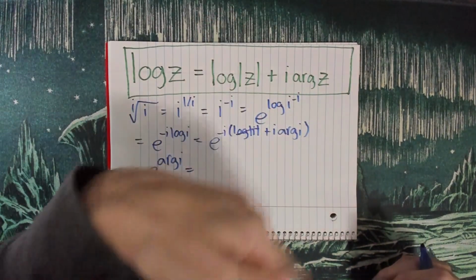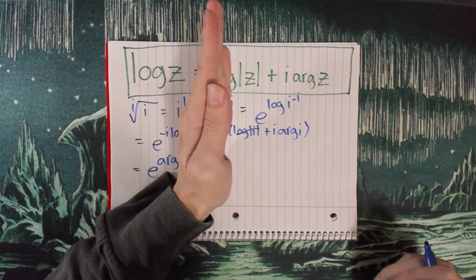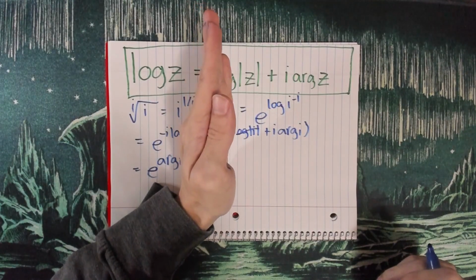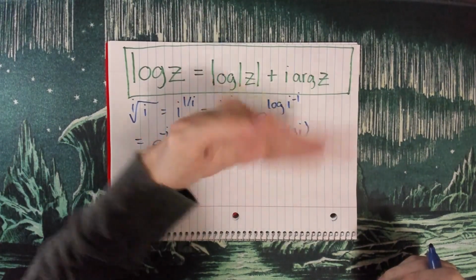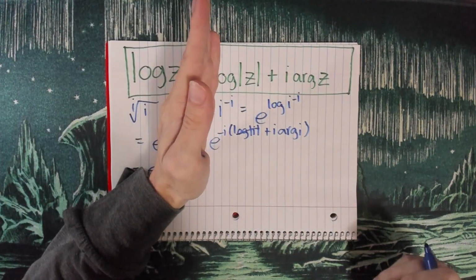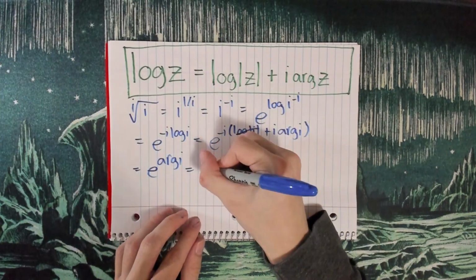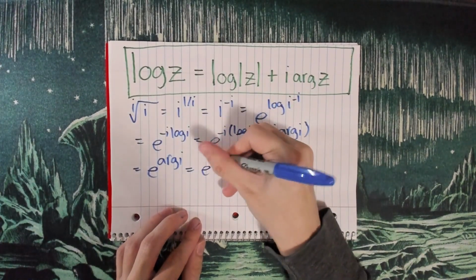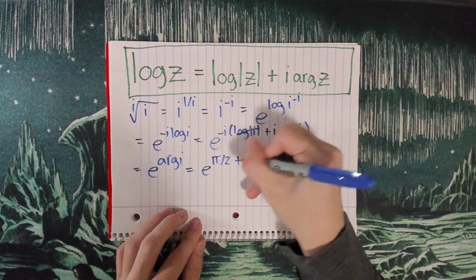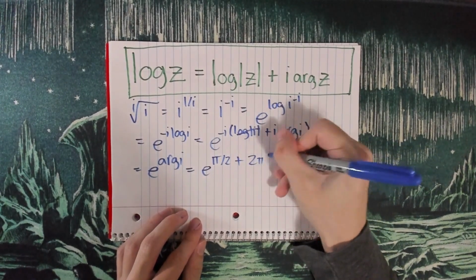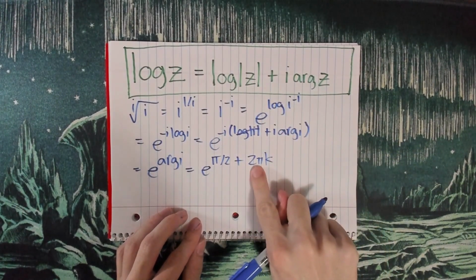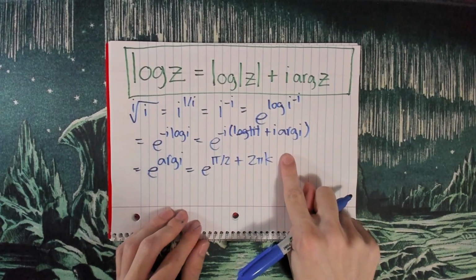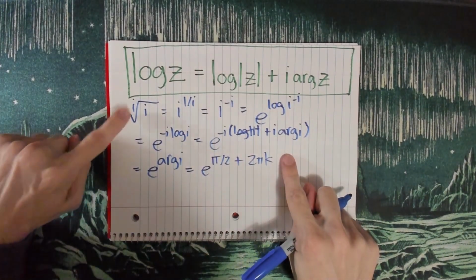But if you added 2 pi to that, you would get back to the same position. Add another 2 pi, get back to the same position. If you started at pi over 2, subtracted 2 pi, you would get back to the same position. So what we really want is e to the pi over 2 plus any integer multiple of 2 pi. And these are going to be all of our values of this thing.